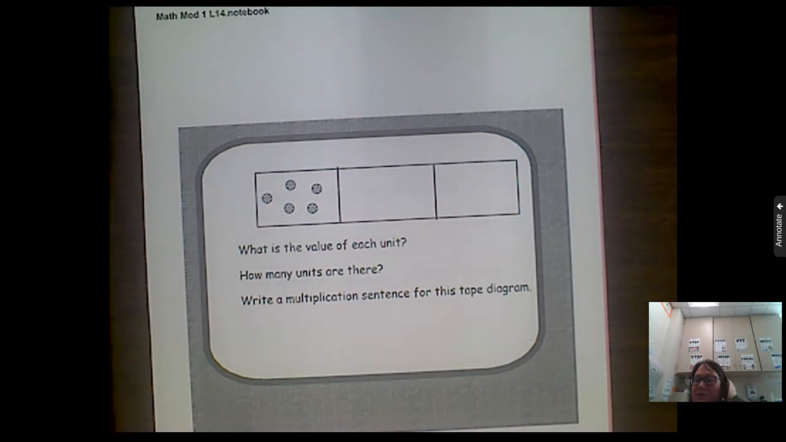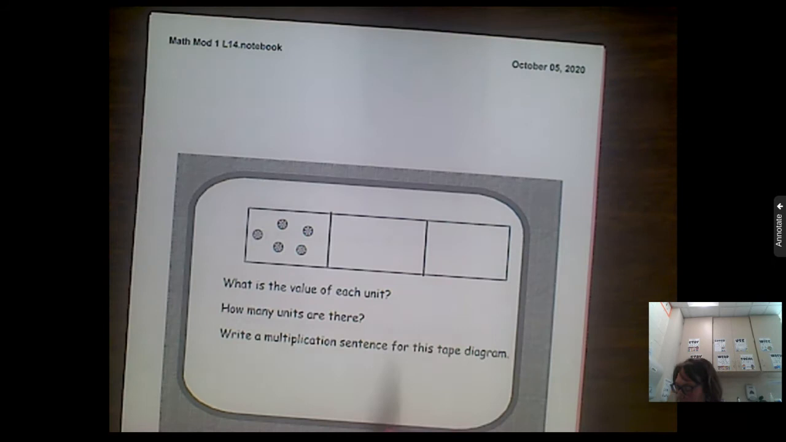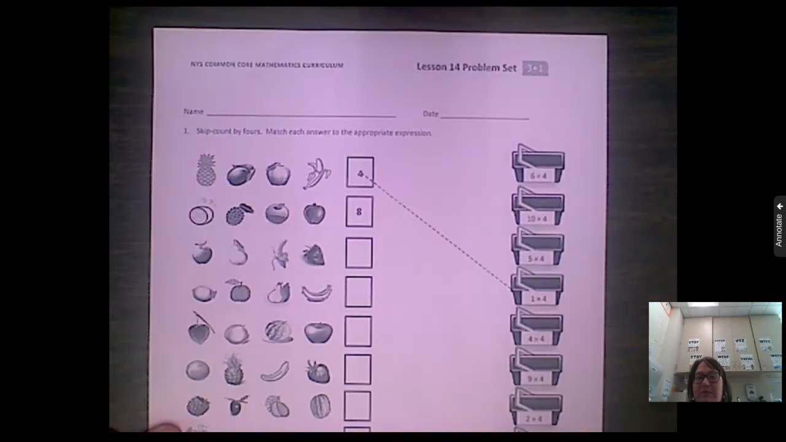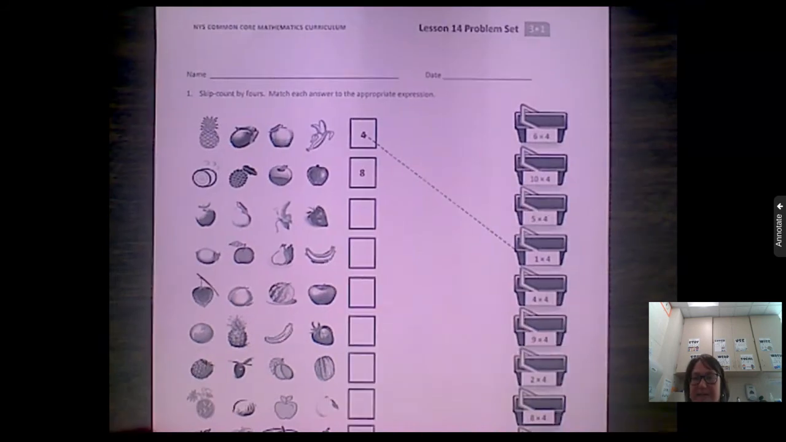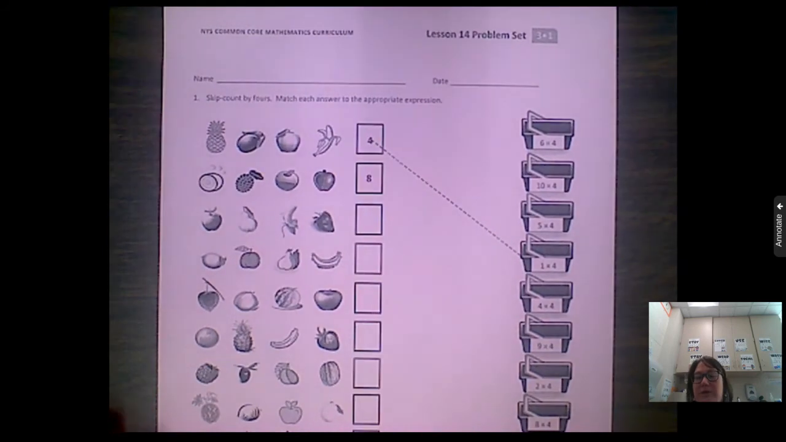Just to make sure that we have all the right materials in front of us, we are on lesson 14. So you should have your pink problem set, lesson 14. Doesn't that look like a fun one today? Also, you need a piece of paper and a pencil or a whiteboard and marker to start off today.